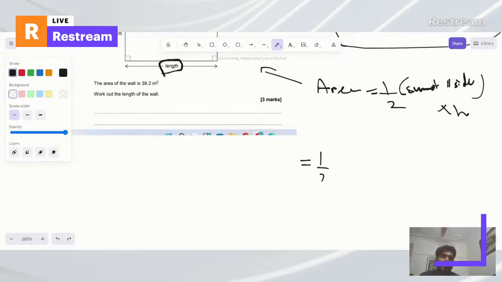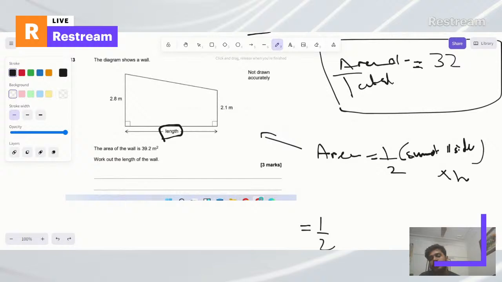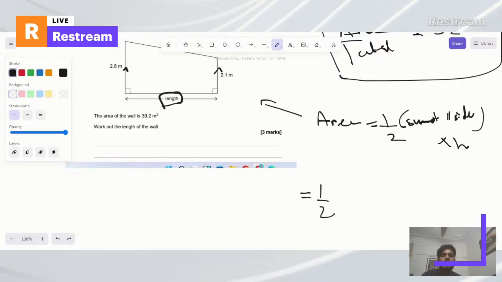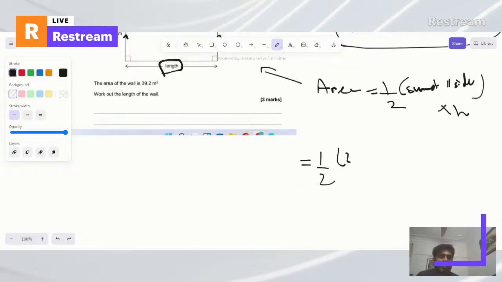So it's half the sum of parallel sides. You need to figure out which two sides are parallel in this, right? It would always be the straight lines that are never going to meet each other and hence are parallel. So you're going to add them both. It's going to be 2.8, oh sorry, it's a sum, so 2.8 plus 2.1, right? And now multiplied by the height.